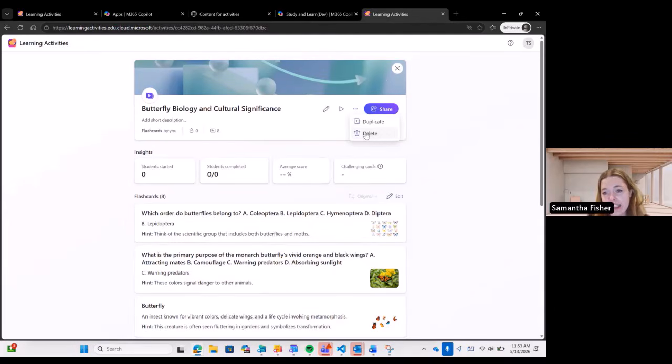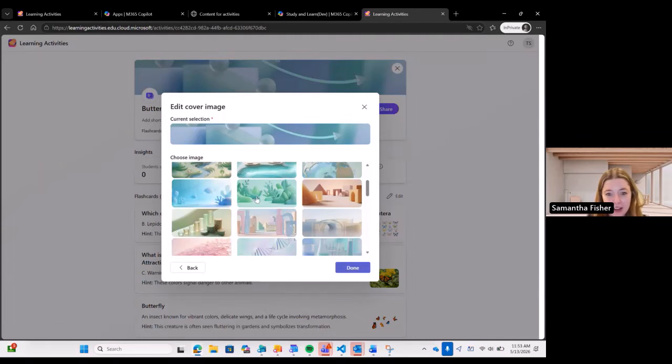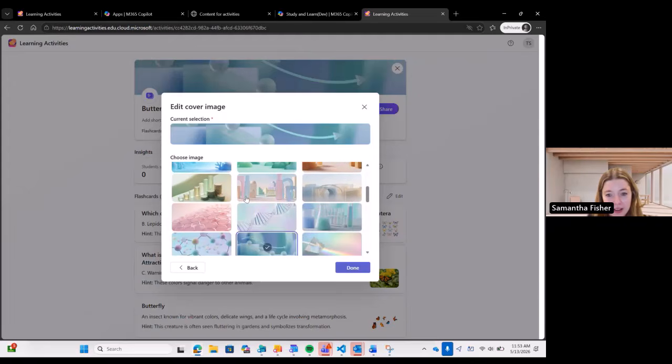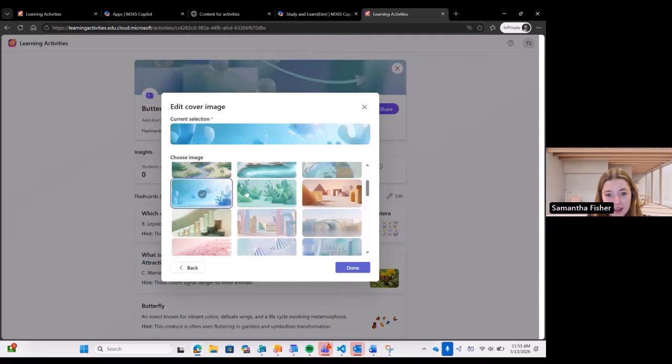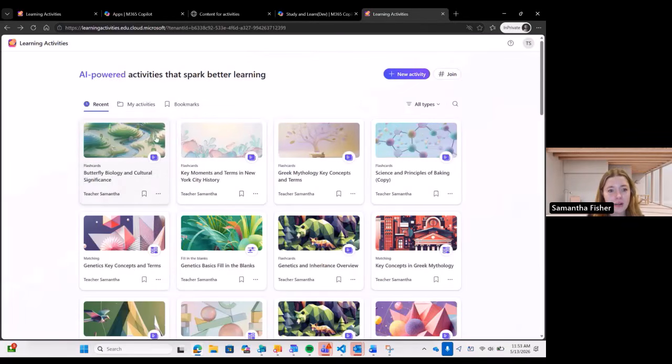Also, I can duplicate, delete, all sorts of options here. And I can edit the activity details. So actually I don't like this cover image. I want something that's a little bit more natural. So I'm going to pick this one. So now I have this flashcards set.